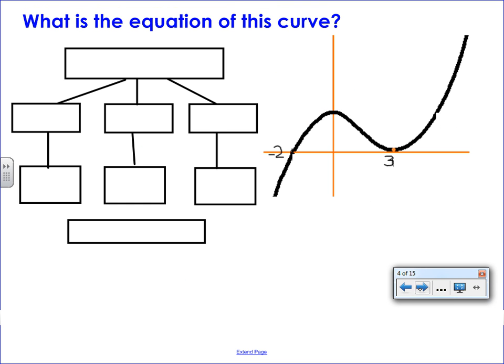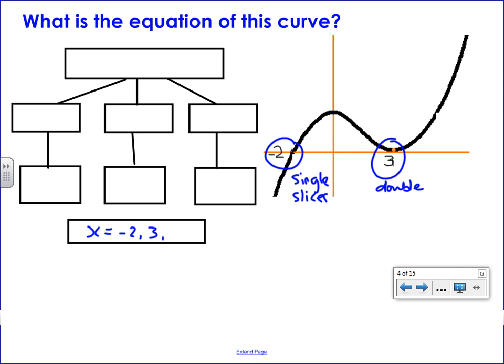Okay, this is just to show you that you can go in the opposite direction, back up from the graph to the equation almost. So we've got a double root here. You can tell it's a double root because it's just sitting on the x-axis. And a single root here. So we've got a single root, that's where it just slices through. And we've got a double root, that's where it just touches the x-axis. So that means our x-intercepts are minus 2, 3 and 3.